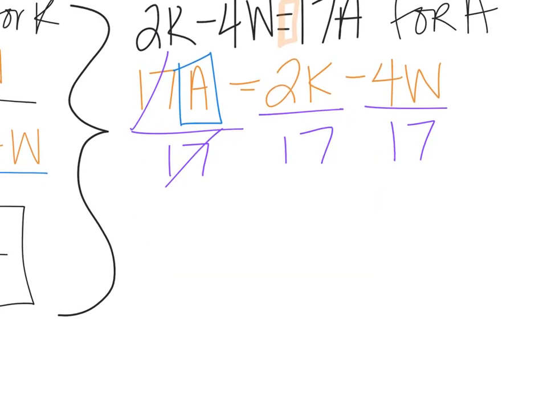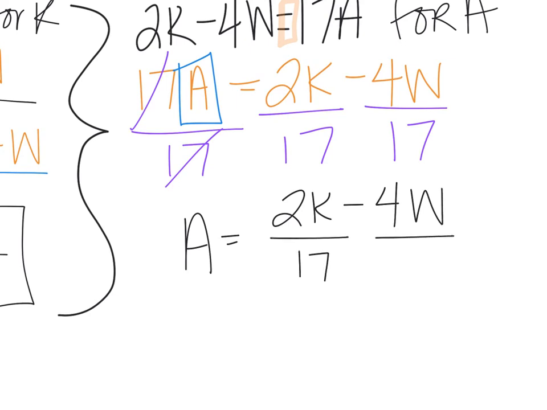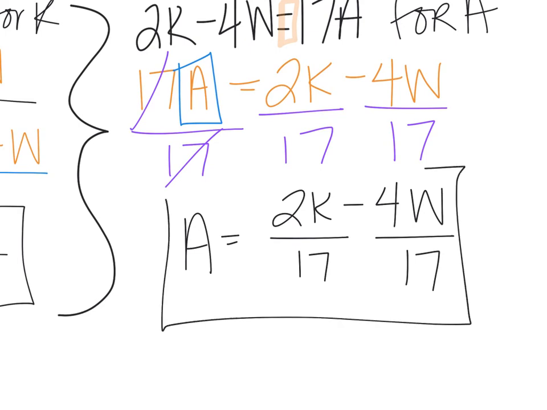So a equals 2k minus 4w, and we can put this over 17 and this over 17, or we can write it like we have in the previous examples, and it'll be totally fine. Let me know if you have any questions.